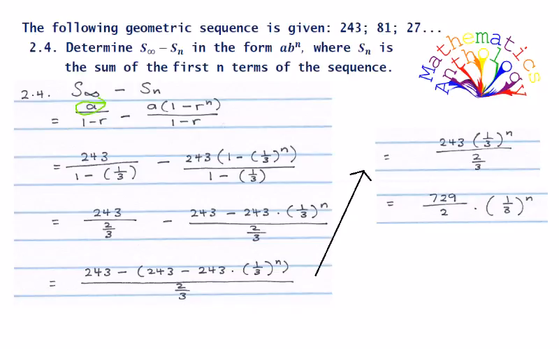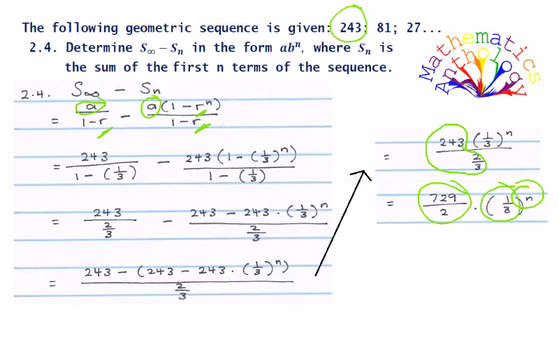The following geometric sequence is given: 243, 81, 27. Determine sum to infinity minus sum to n in the form ab to the power n, where Sn is the sum of the first n terms of the sequence. So sum to infinity minus sum to n, you just fill in both formulas here. The sum to infinity formula is a over 1 minus r, and your sum to n terms for a geometric sequence is a into 1 minus r to the n all over 1 minus r.